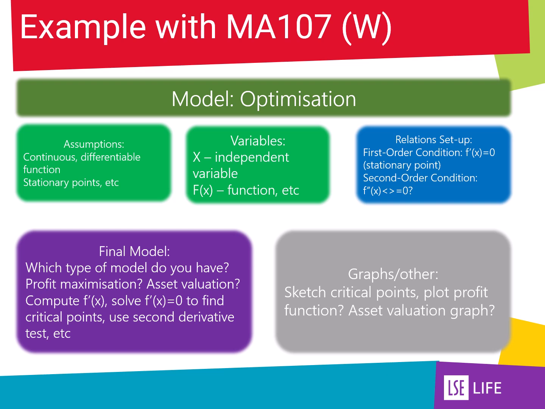Relation setup would be first order and second order conditions, and then in final model, whatever the purpose of your model is, that is what you would solve here. For example, profit maximization, asset valuation. You would compute the first order derivative and solve it to find critical points, use second derivative tests, etc. And then graphs and other information would be, for example, sketching critical points or plotting profit function. Again, depends on which type of question you're solving.